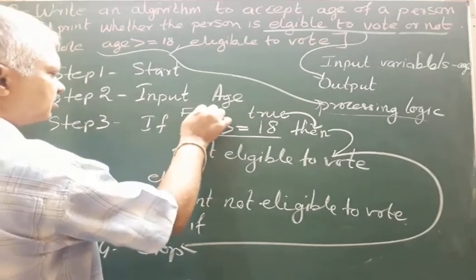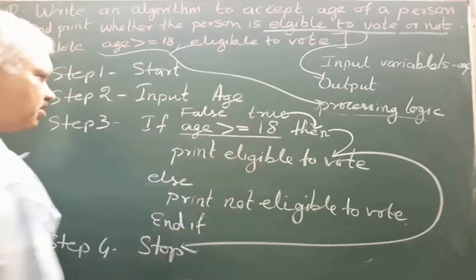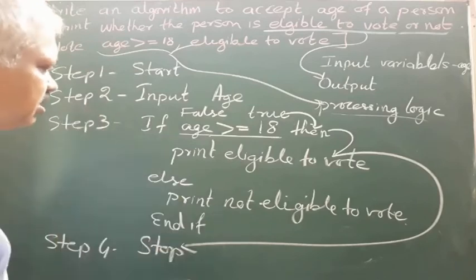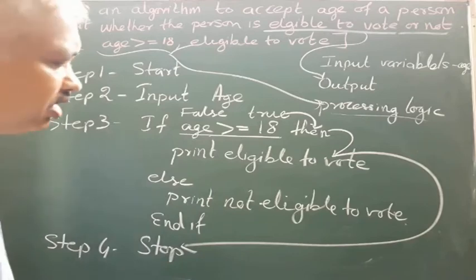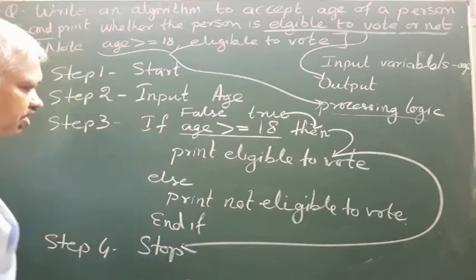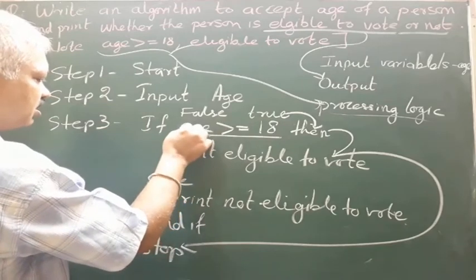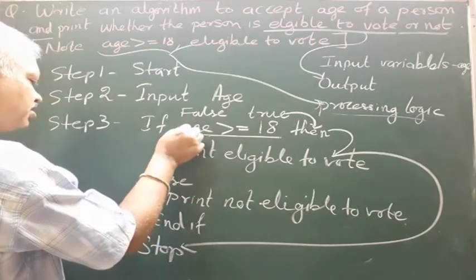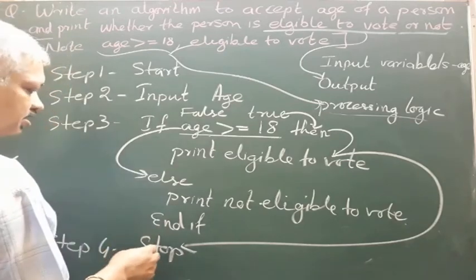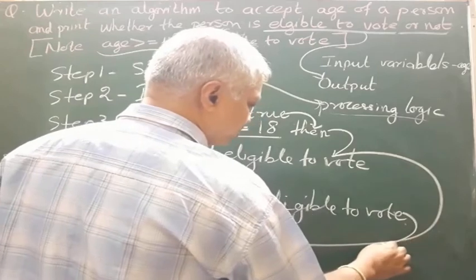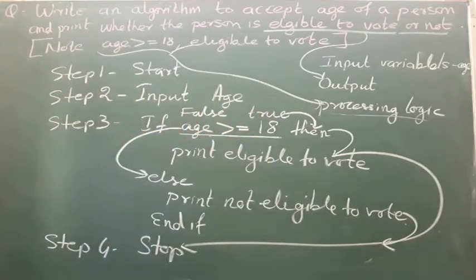If this is false, try to understand this. If you understood this, then for any question of this type, if you know the processing logic, you can easily write the algorithm or draw the flowchart. So if this condition is false, it will not go to this statement, it will jump directly to the else statement, and then from else it will go to stop. I think this is clear.